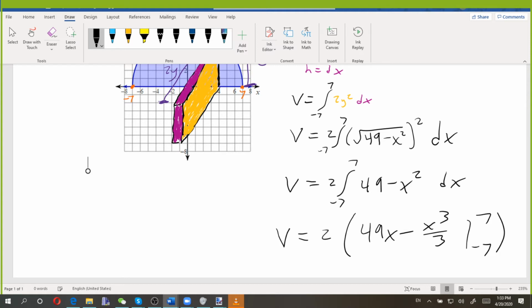Okay, from negative 7 to 7, and then I still have this 2 on the outside, so I'm going to leave that 2 on the outside here. I will have to distribute that in eventually. So I can choose to do that now, or I can choose to do that after I plug in these 7s and negative 7s, which I think I'm going to wait, because 49 is 7 squared. So if I don't multiply this in, then I can just rewrite these in 7s, I think.